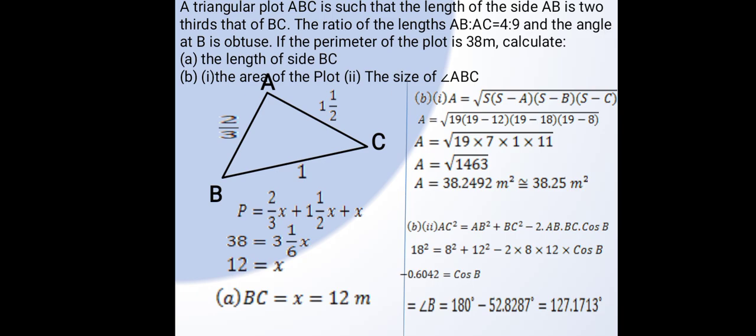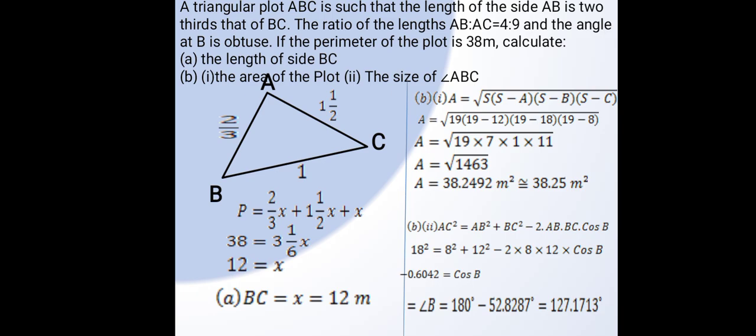Now, part B, you have been asked to calculate the area of the plot. Now, since we know all the sides of the plot, we can use the Heron's rule to calculate the area, and the area is 38.25 meter squared.